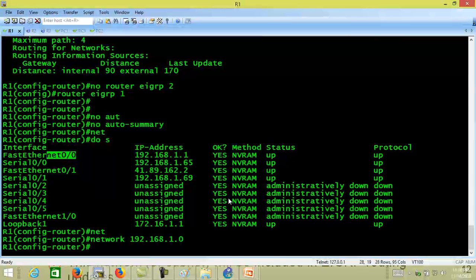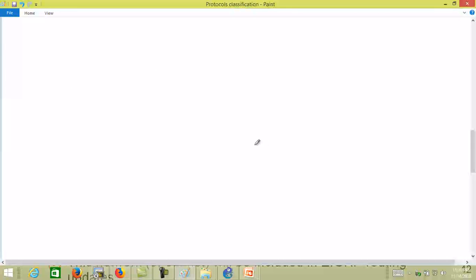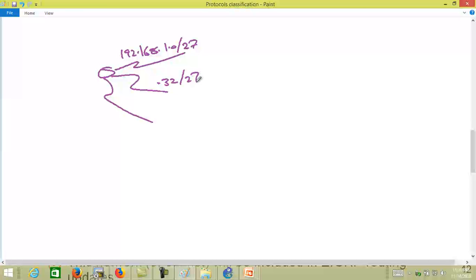So this is where you can use your summarization, or what we call supernetting. Actually there's a slight difference between summarization and supernetting, but summarization is where you have a couple of subnets. Let's say you have your router that has several links, several networks to various places. So let's say here you have 192.168.1.0/27, then you have .32, just like what you had subnetted, and .64/27. There's a way you can summarize all this, so that you just write one network statement.